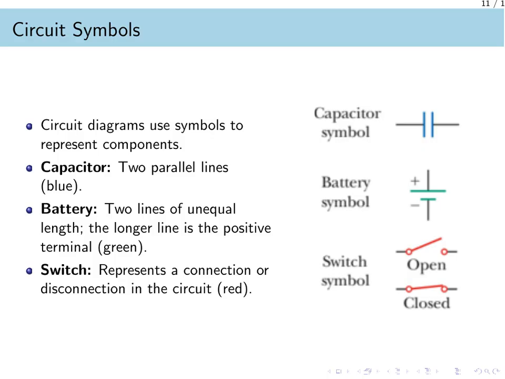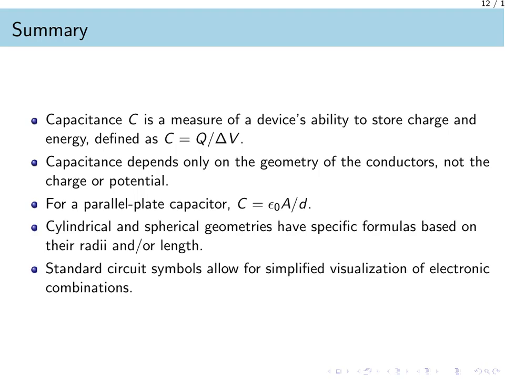An open switch indicates a break in the circuit where no current can flow, while a closed switch indicates a completed path. In this text, we use a color coding convention where capacitors are blue, batteries are green, and switches are red to help distinguish between them. In summary, capacitance is a fundamental measure of a device's ability to store electric charge and energy, mathematically defined as the ratio of charge to potential difference.